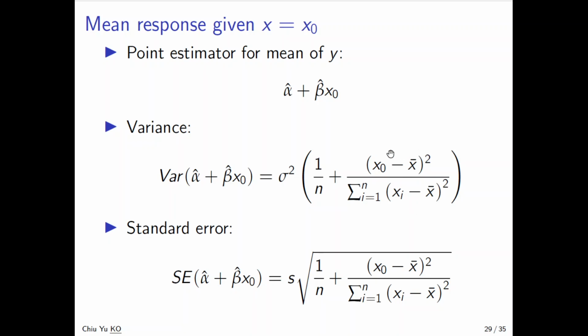You can easily see that this variance will be very small when x0 is equal to x bar. It's actually smallest when it's equal to x bar, and it becomes bigger as you deviate more and more from x bar. It's squared, so no matter whether you go to the left side or the right side of x bar, the variance gets bigger and bigger. And the standard error is just the square root, replacing sigma square by s, which is estimated from the residuals. Now we'll try to explain why the variance is like this.